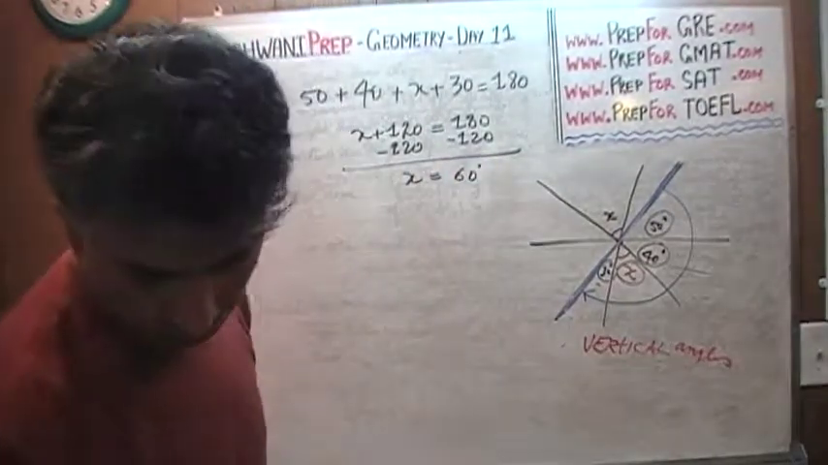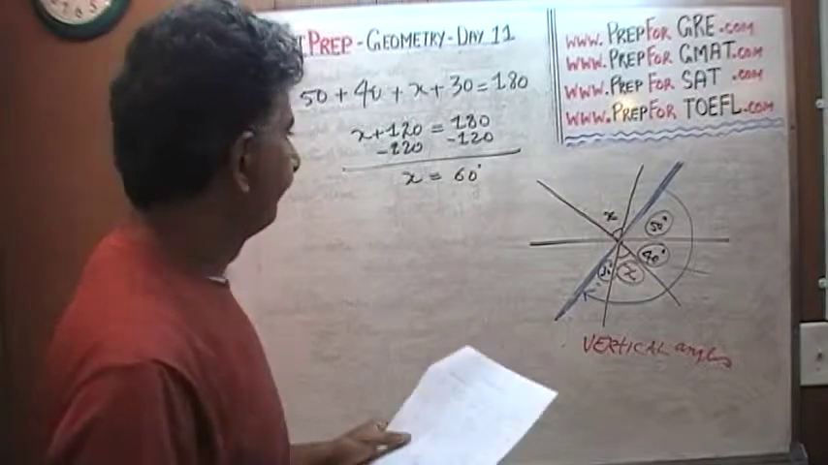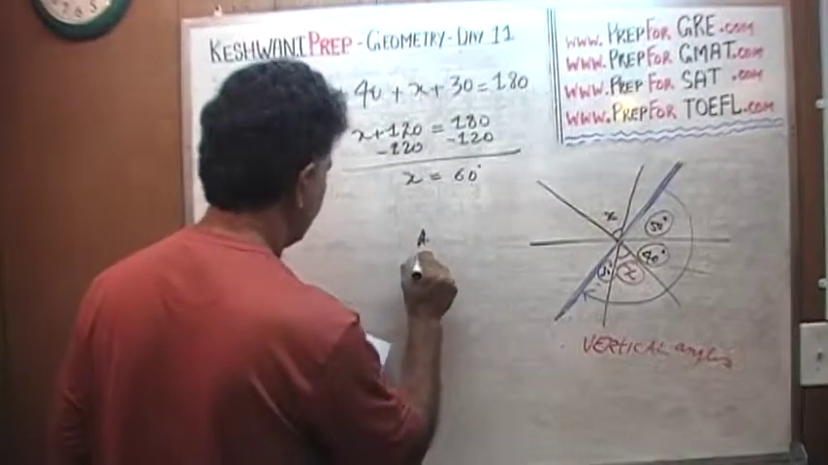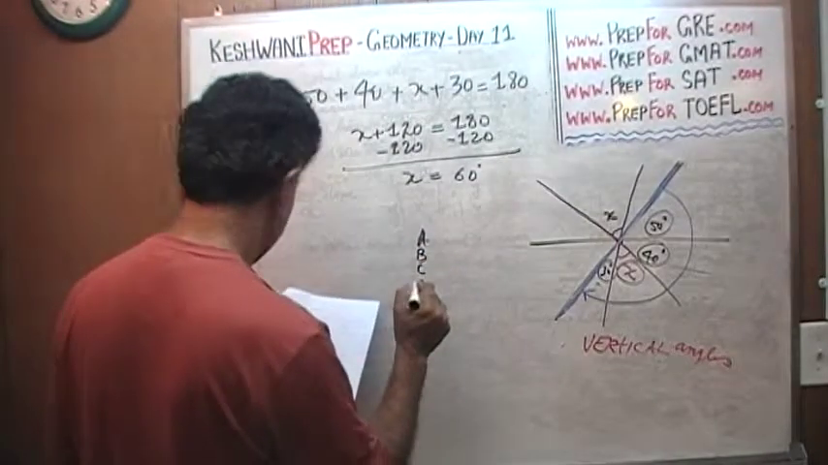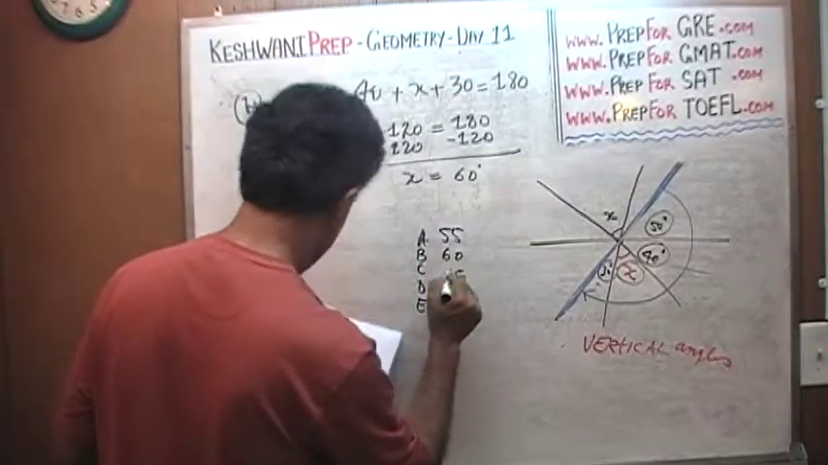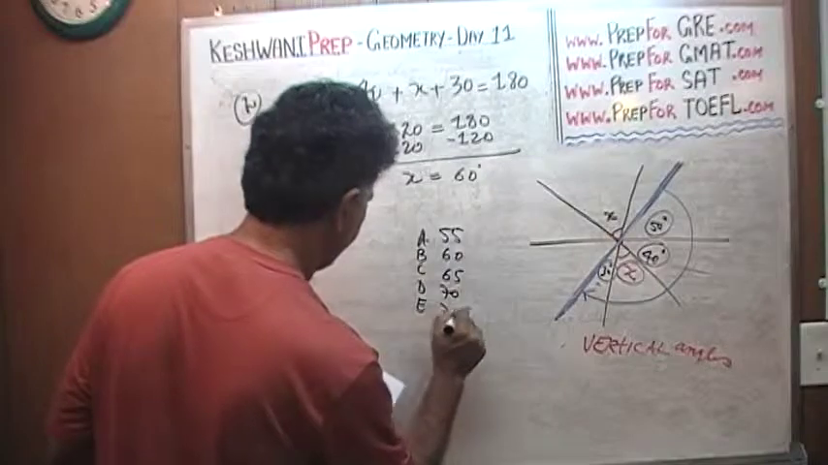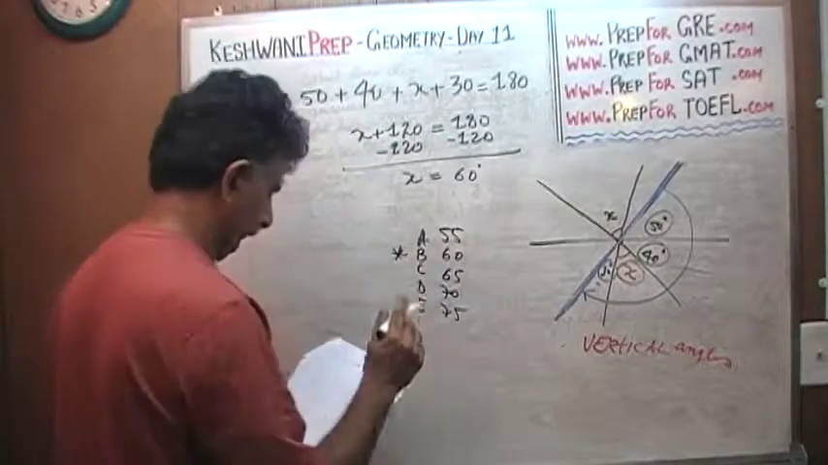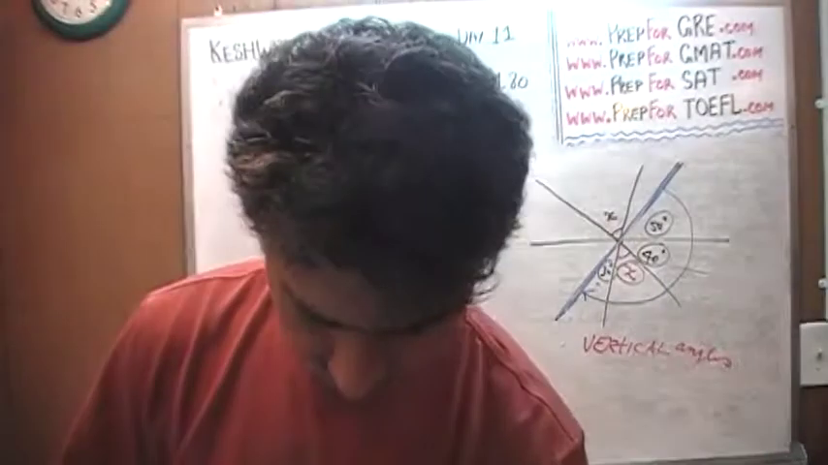Voila. I forgot to give you the answers one more time, didn't I? The answers were A, B, C, D, E: 55, 60, 65, 70, and 75. And the answer is 60.